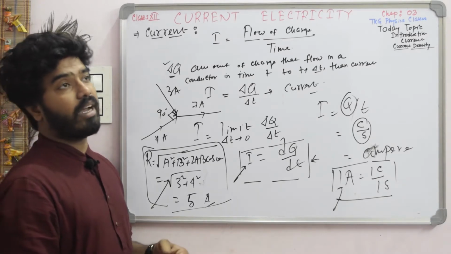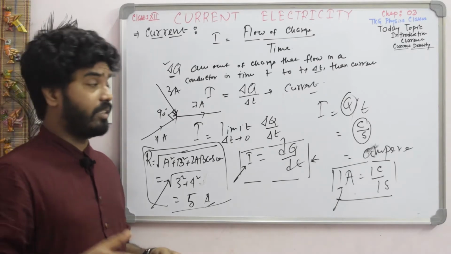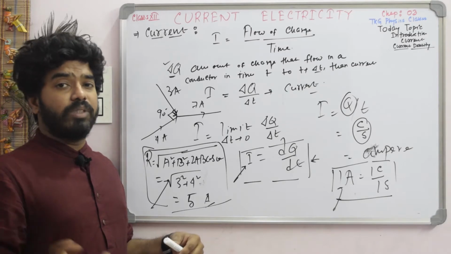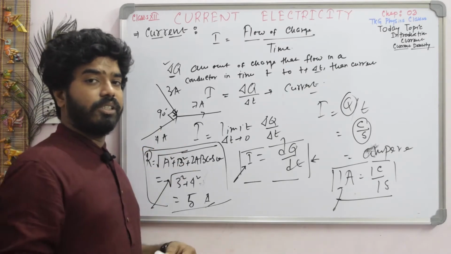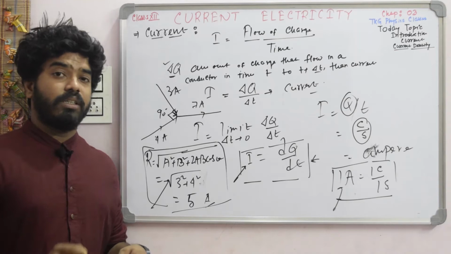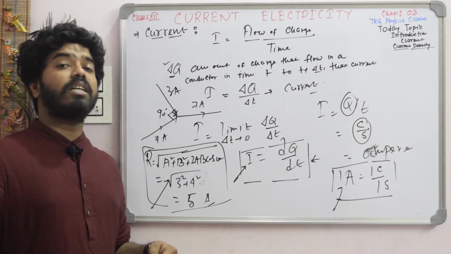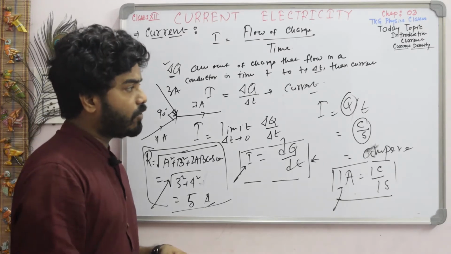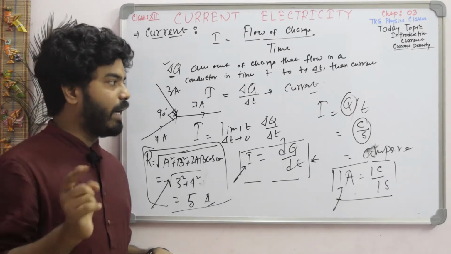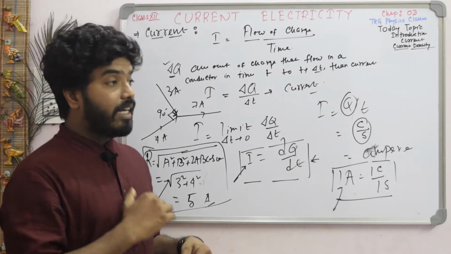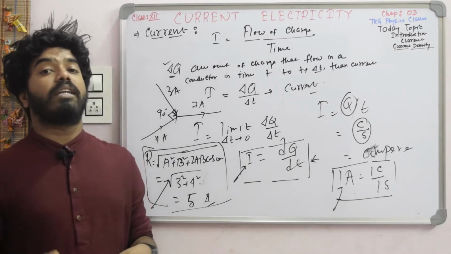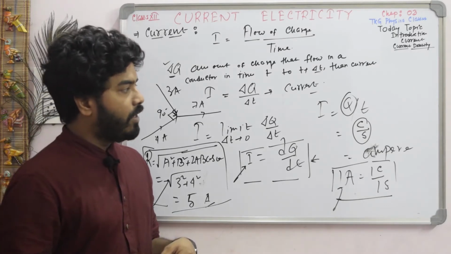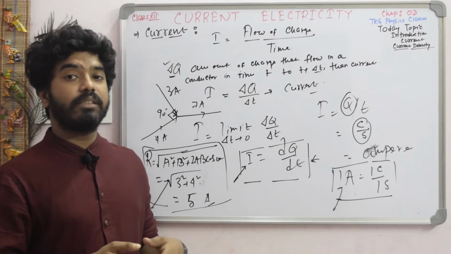I think in your syllabus there is no tensor concept. If the options are scalar, vector, or none of these, you must say current is a scalar quantity, not a vector. But if the options are scalar, vector, tensor, and none of these, you must write that current is a tensor. So, current is not a vector quantity, mind it. Current always has magnitude and direction, but current does not follow the vector law of addition. Current follows simple algebra.